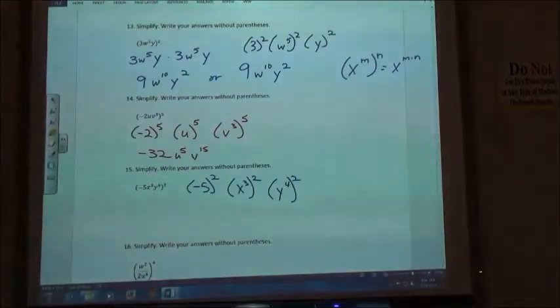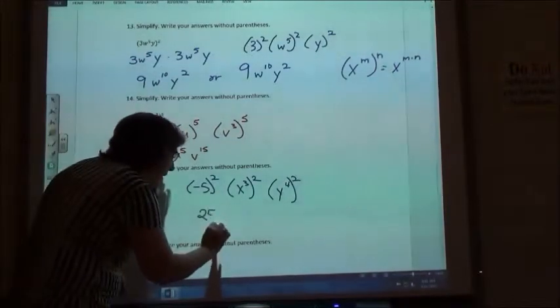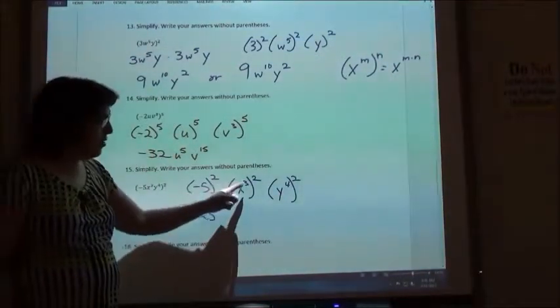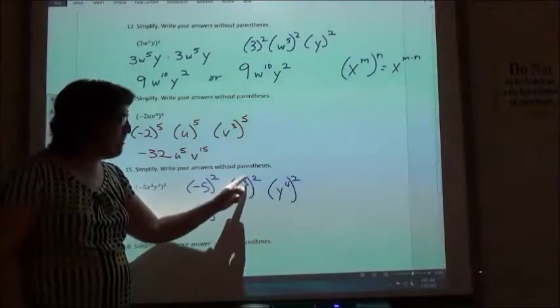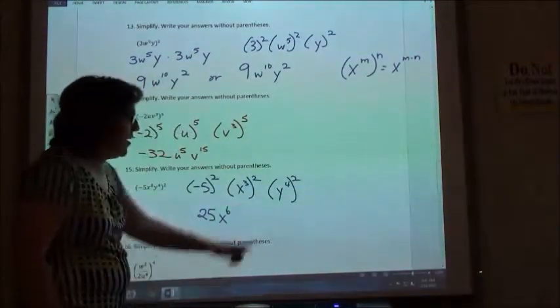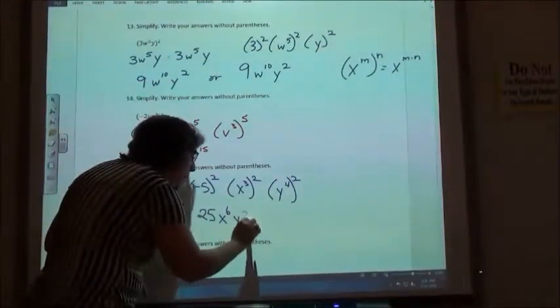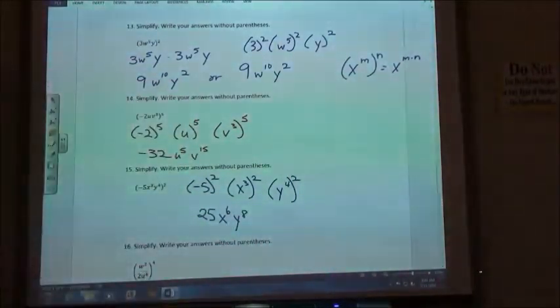So if I take my negative 5 squared, negative 5 times negative 5 makes that positive 25. Then my rule here, if I raise it to a power, I multiply those exponents, so I get x to the sixth. Raising to a power here, multiplying my exponents, y to the 8th. So I get 25 x to the 6th, y to the 8th.